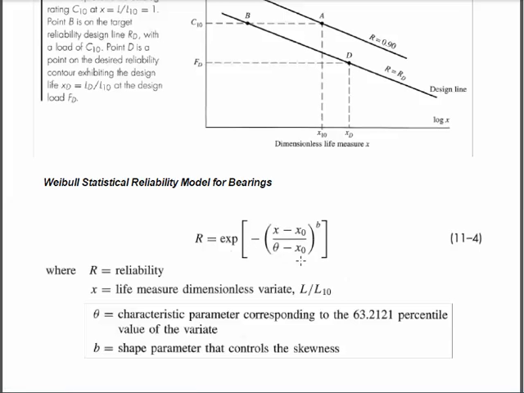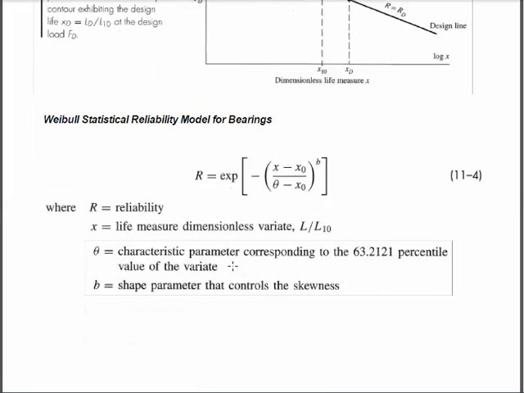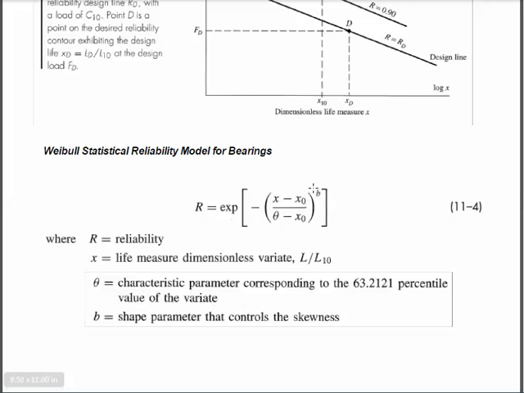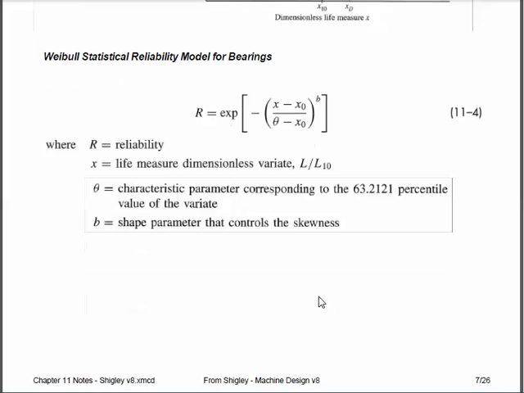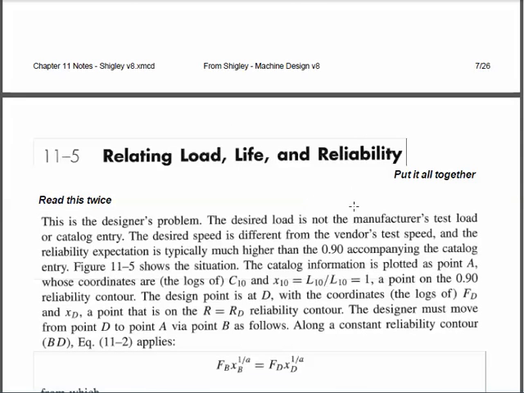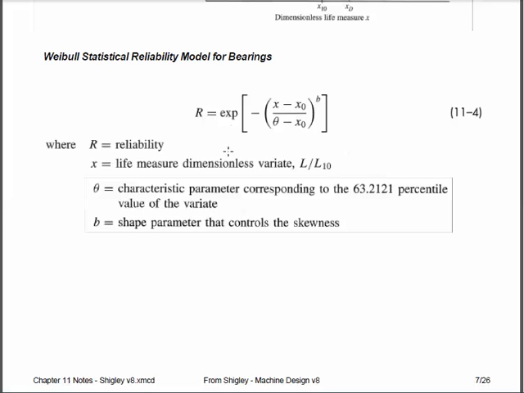This theta and X0 quantity are quantities that have to be determined somewhat experimentally. It says theta is the characteristic parameter corresponding to the 63rd percentile. Don't know why that is, but it just fits the Weibull model. And B, which is the power, is a shape parameter controlling skewness. Don't worry about that. We'll use this equation in just a minute. But this basically says, as our life expectations go higher, then the reliability of a particular bearing set is going to go lower. If we want higher reliability, we may have to accept shorter life from the same bearing set.